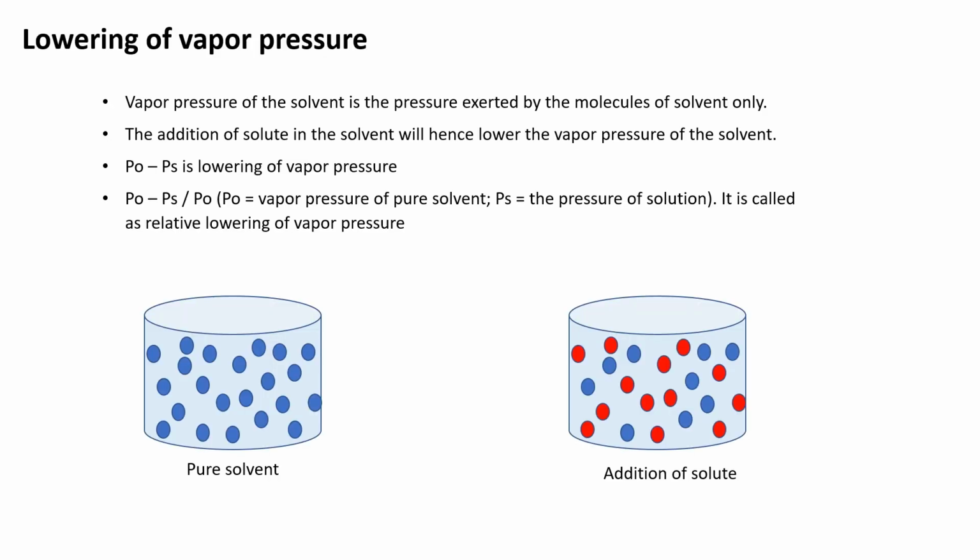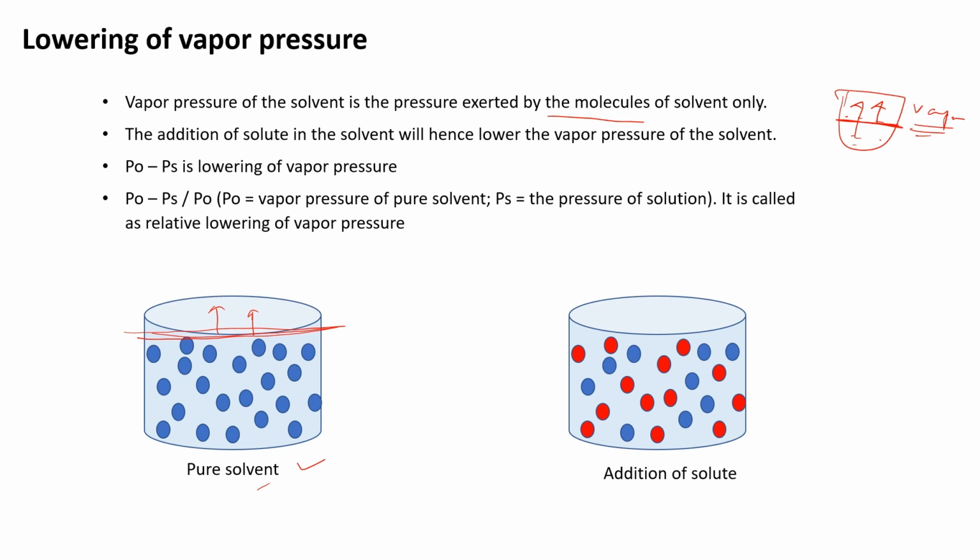Now first, lowering of vapor pressure. Vapor pressure is the pressure exerted by the molecules of the solvent. If we add water in a closed container, after some time it will start evaporating. The molecules on the surface of the water will first evaporate and convert into vapor. The pressure exerted by this vapor is known as vapor pressure. This diagram shows when only pure solvent is present. The molecules present on the surface are the molecules of this pure solvent only, so they can evaporate and form vapor.